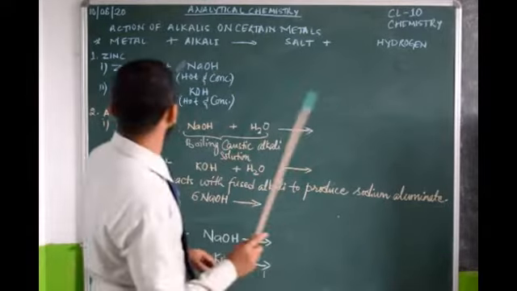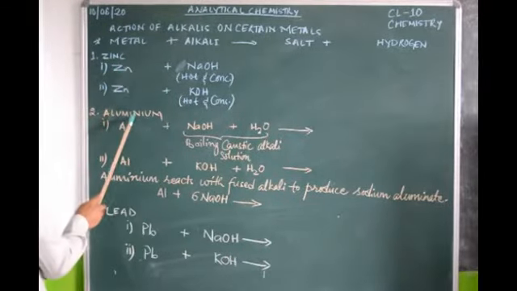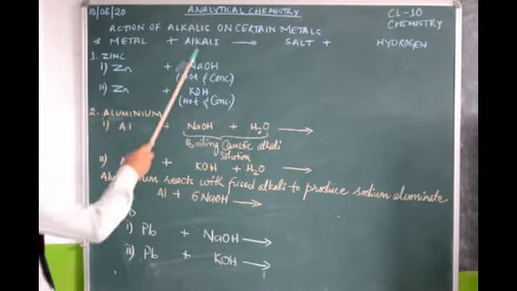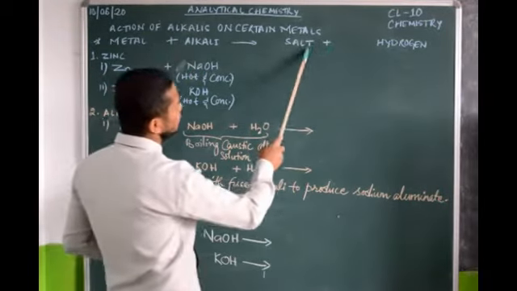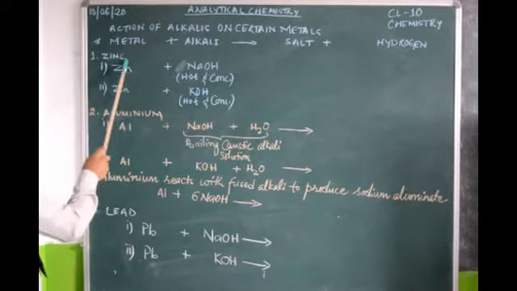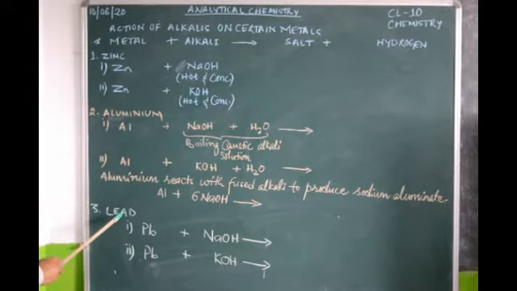So, these metals are zinc, aluminium and lead. How many metals are there? Only 3 metals can react with alkali to give salt plus hydrogen gas. These metals are zinc, aluminium and lead.